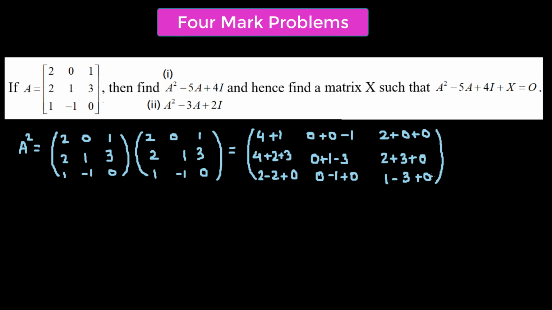So we further simplify it, and that should give us the value of A squared, and that is going to be simply 5, negative 1, 2, 9, negative 2, 5, 0, negative 1, negative 2. So we have the value for A squared.